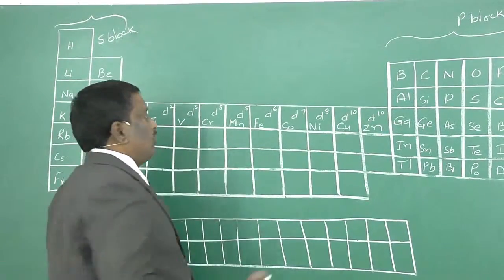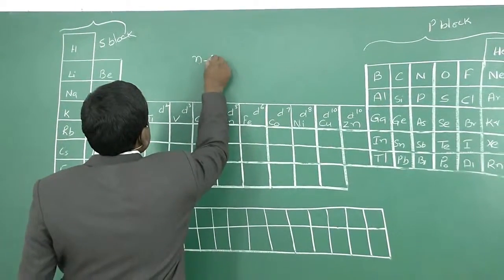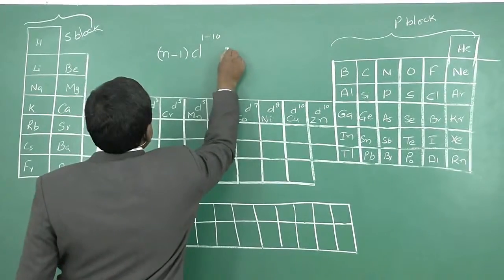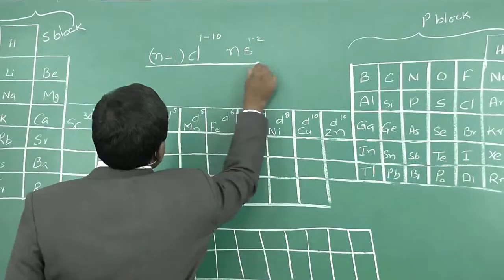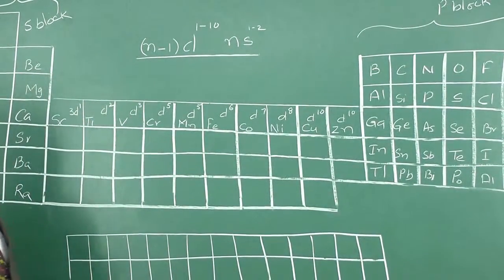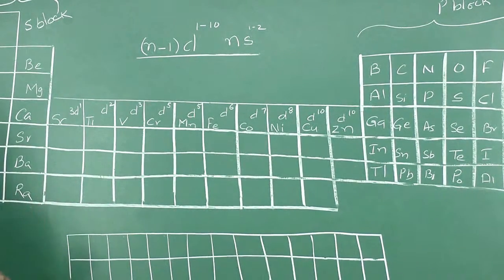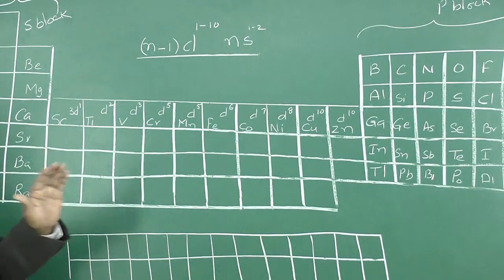The electronic configuration of these elements is (n-1)d 1 to 10, ns 1 to 2. This is the general electronic configuration of d block elements. D block elements can also be considered as transitional elements because the properties of d block elements are in between the properties of s block and p block.